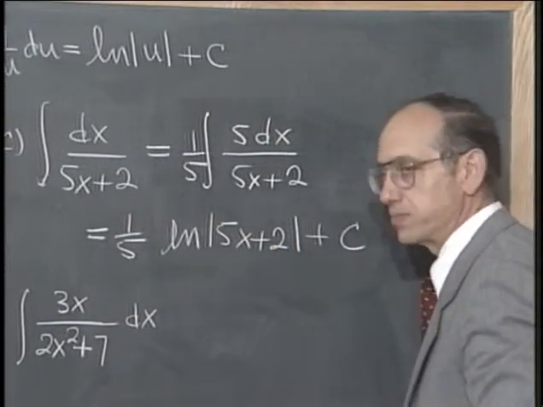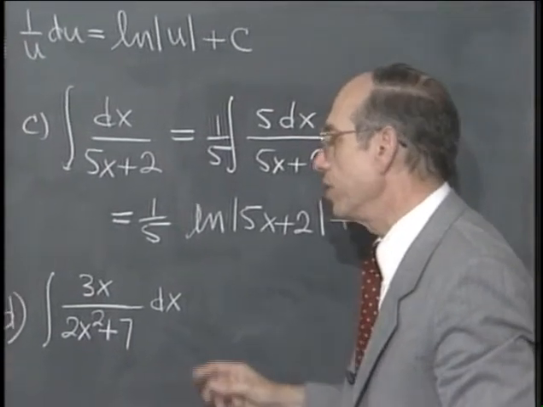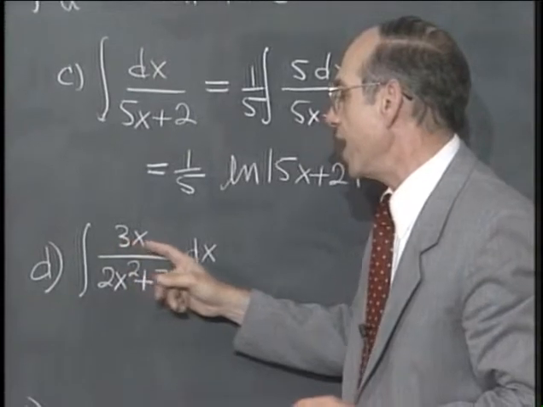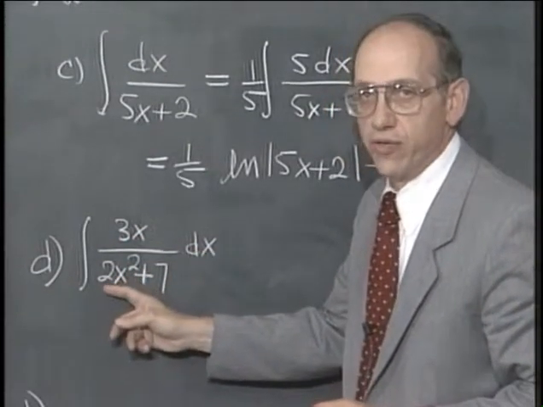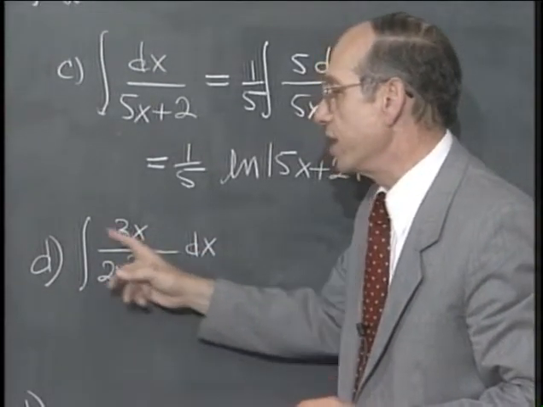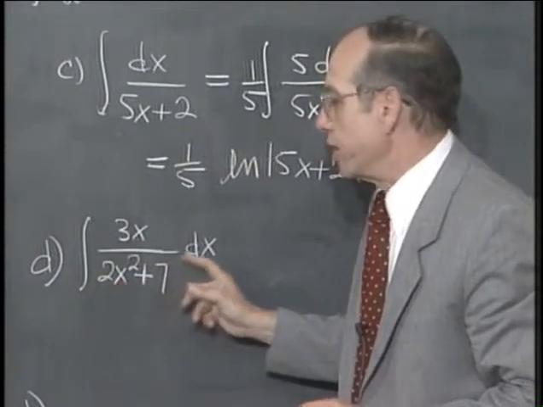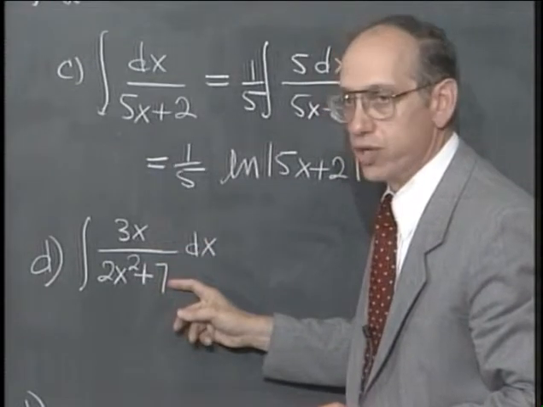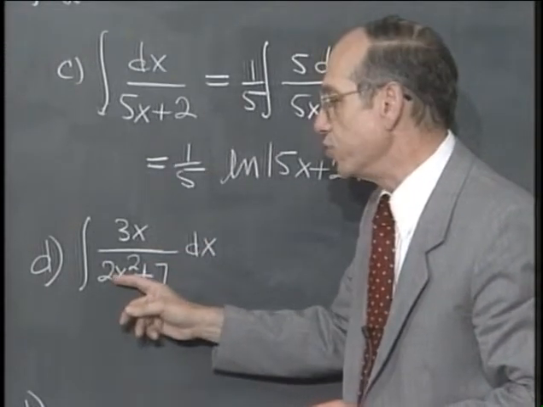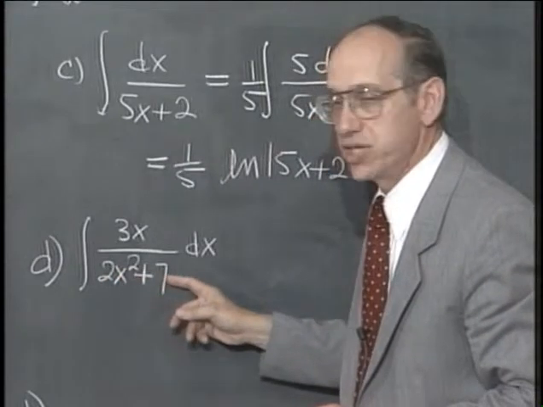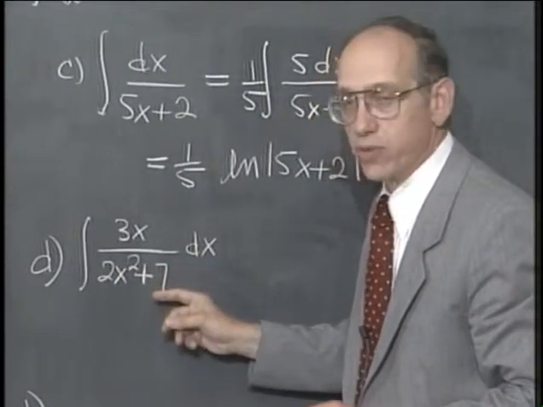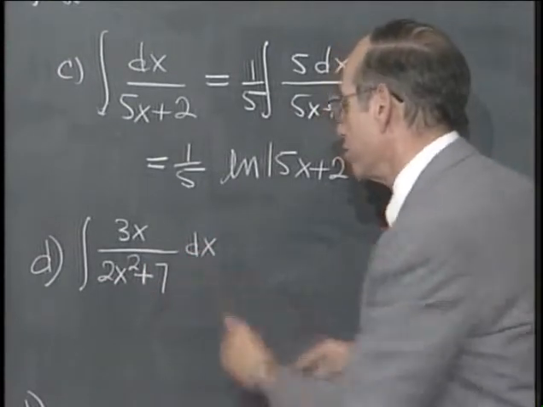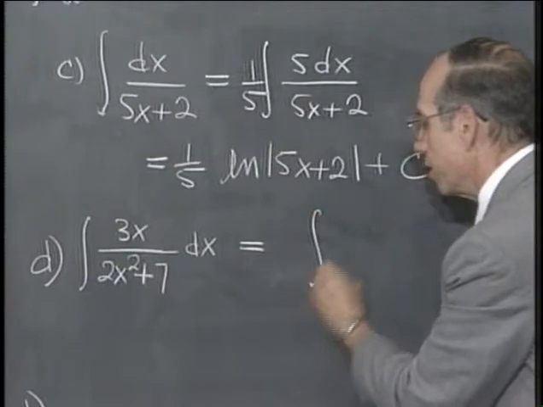If we move down to 2d, we see a similar type of problem. We have 3x times dx divided by 2x squared plus 7, and we want the integral. The only chance we have to do this one is if we have du over u. In that case, we have to let u be 2x squared plus 7. If u is 2x squared plus 7, then du is 4x dx. So let's simply write this the way we want it.